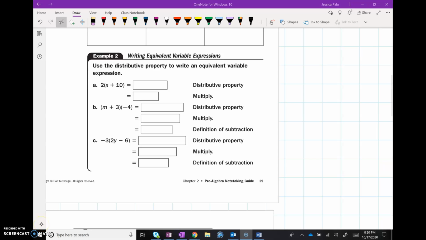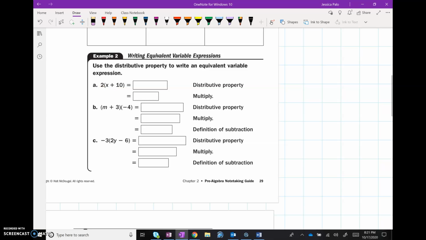Today, we are going to use the distributive property to simplify expressions and also solve equations. In example A, we have 2 times the quantity x plus 10. 2 and x plus 10 are factors because they're being multiplied together.